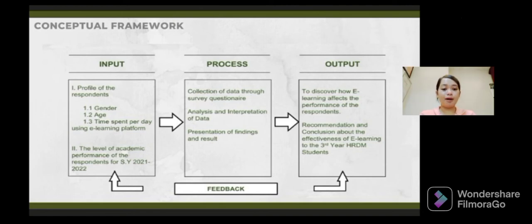The process box contains the data gathering such as the survey questionnaire, analysis and interpretation of data, and conclusion. While the output box contains the data gathered on the effectiveness of e-learning satisfaction to the academic performance of third-year HRDM students, and recommendations about the effectiveness of e-learning, and conclusion.